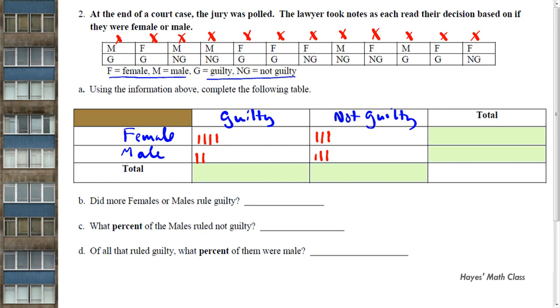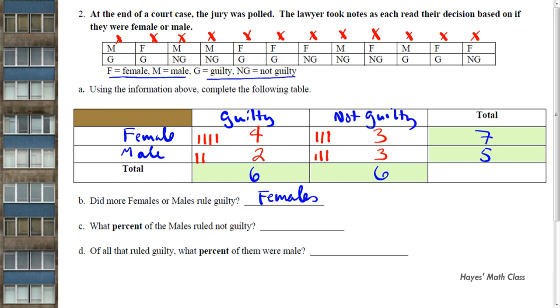So in this case here, the total number of females. So I've got 4 females who said the person was guilty, 2 males who said the person was guilty, 3 females who said not guilty, 3 males who said not guilty. So now you can total them up. 6 people total guilty verdict, 6 not guilty. There happened to be 7 females on the jury and 5 males. So did more females or males rule guilty? Females. Because 4 is bigger than 2.